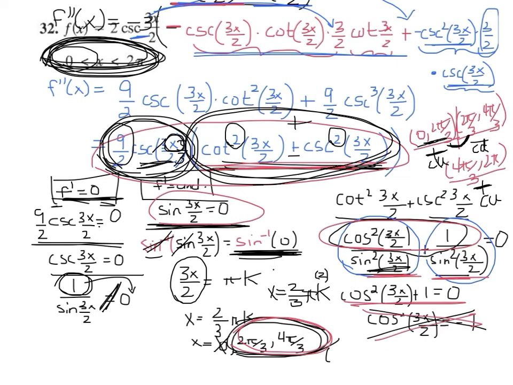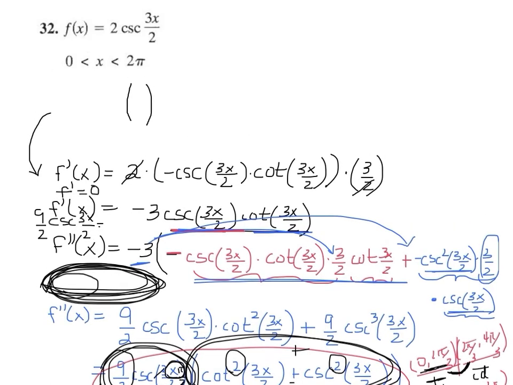And you plug it back into the original equation to figure out what the values actually are. So if I go back to the original, I'll just finish it for you, f of 2 pi over 3. So this is a fairly involved problem. 2 times cosecant of 3 times 2 pi over 3, divided by 2. The 2's and the 3's are going to cancel, so you get cosecant of pi, which is 1 over sine of pi, which is 0. 2 times 0 is 0, so that first one's going to be 0.